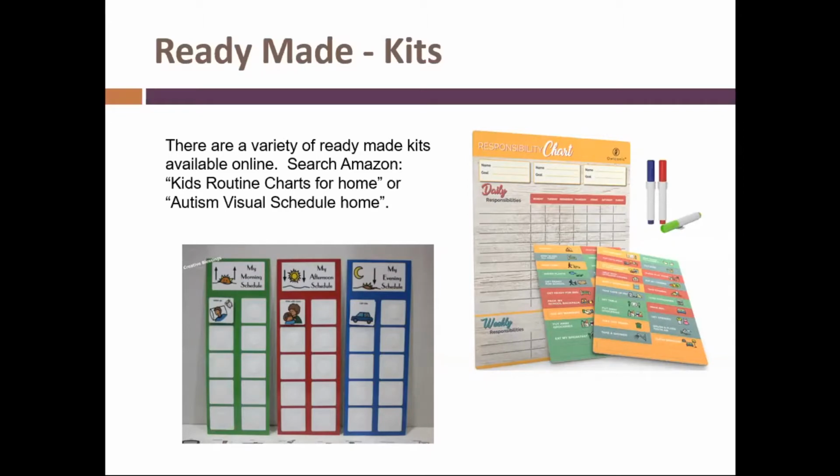But if you search on Amazon or Google for kids routine charts for home, you can also search for autism visual schedule home. Since autism is much more common than Down syndrome, there has been a whole slew of things created for the autism community that work very well for the Down syndrome community, especially when it comes to things like visual schedules. So if you throw that in your search bar, you will come up with lots of different kits that you can buy that are ready-made, that come with many little pictures already ready to go. So I just put a couple of examples out here so you can see what those look like.